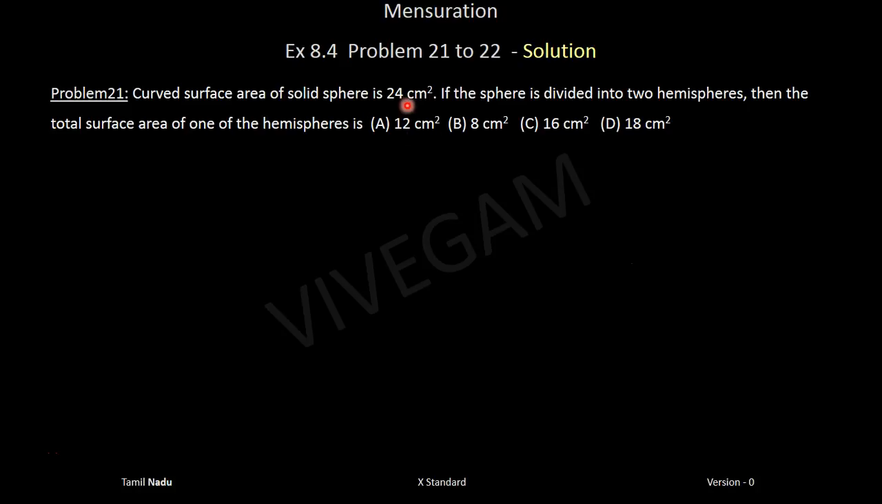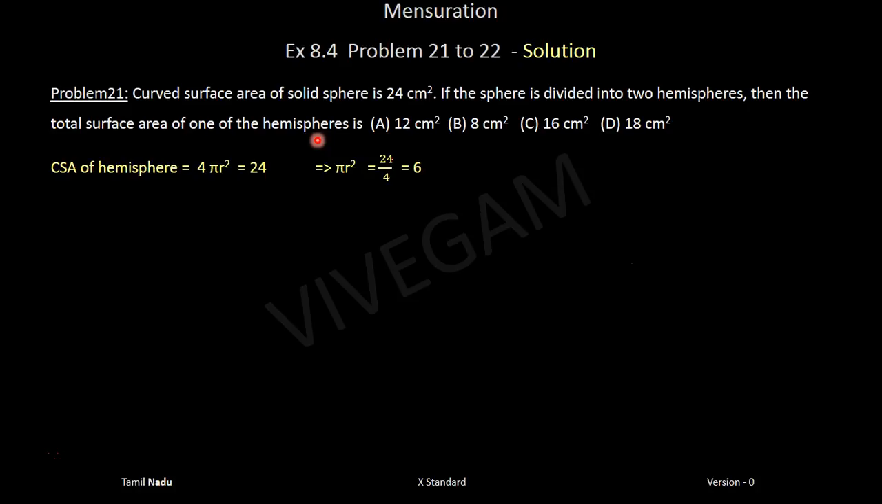So that is basically 4 pi r square. So 4 pi r square is 24. And they say they are dividing it into two hemispheres, and they are asking us to find the total surface area of one of the hemispheres, right? So what is the total surface area of a hemisphere? It will be 3 pi r square.